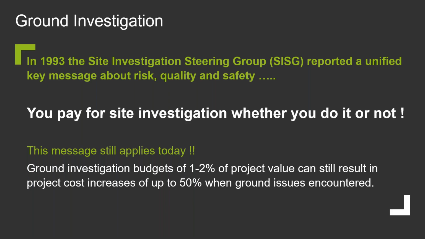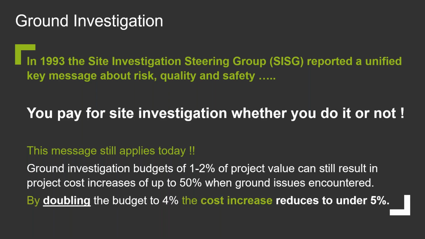And primarily those tend to be ground related issues. By doubling that budget, the research suggests that your risk then drops to only 5% overrun on costs. Now that's published domain, it's not me making the numbers up.